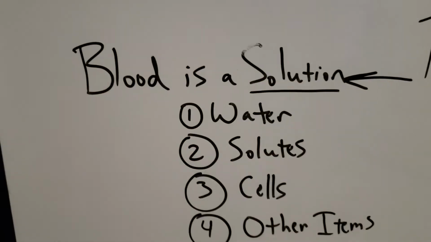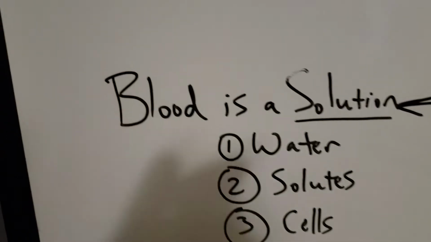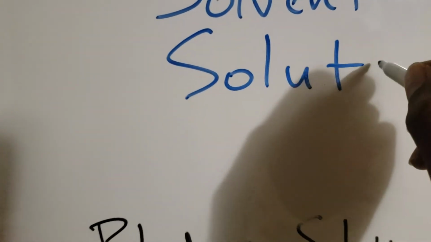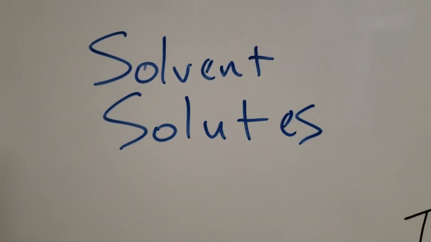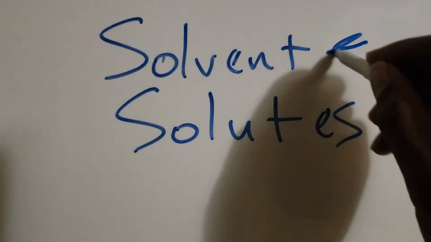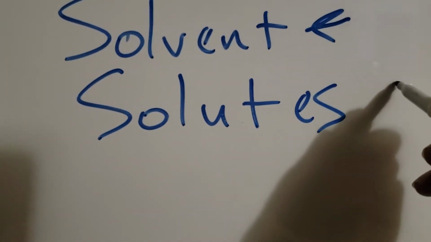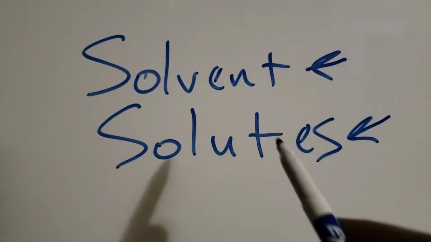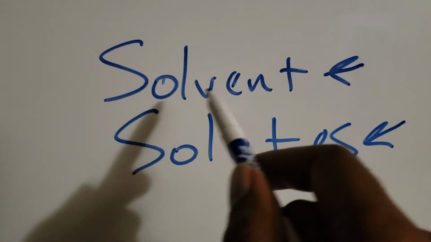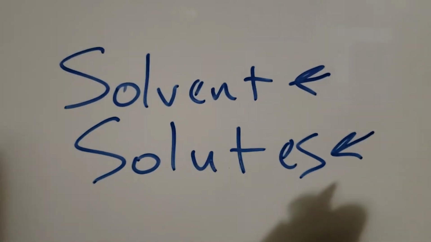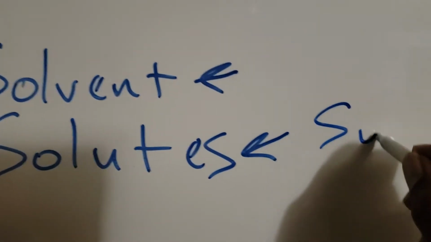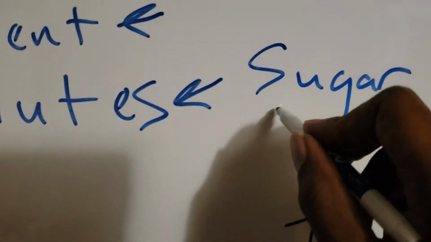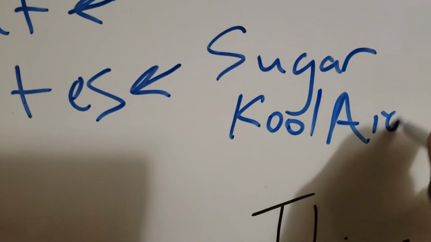A solution is made up of two things. Here we go. A solution is made up of a solvent and solutes. So basically, I've got a solvent which can dissolve solutes, or you can think of it in a different way. You can say that solutes are things that dissolve in a solvent. So as far as Kool-Aid is concerned, my solutes are going to be sugar and my Kool-Aid powder.